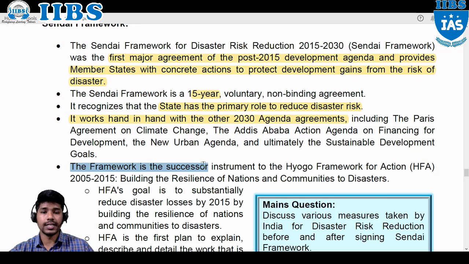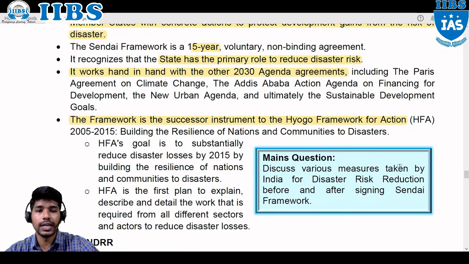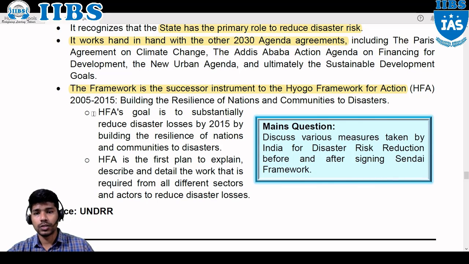The framework is the successor instrument to the Hyogo Framework for Action 2005-2015, Building the Resilience of Nations and Communities to Disasters. So what is this HFA, the Hyogo Framework for Action? The goal is to substantially reduce disaster losses by 2015 and build the resilience of nations and communities to disasters. So we have to face the disasters, and we have to make sure there are reduced losses because of all the natural disasters.